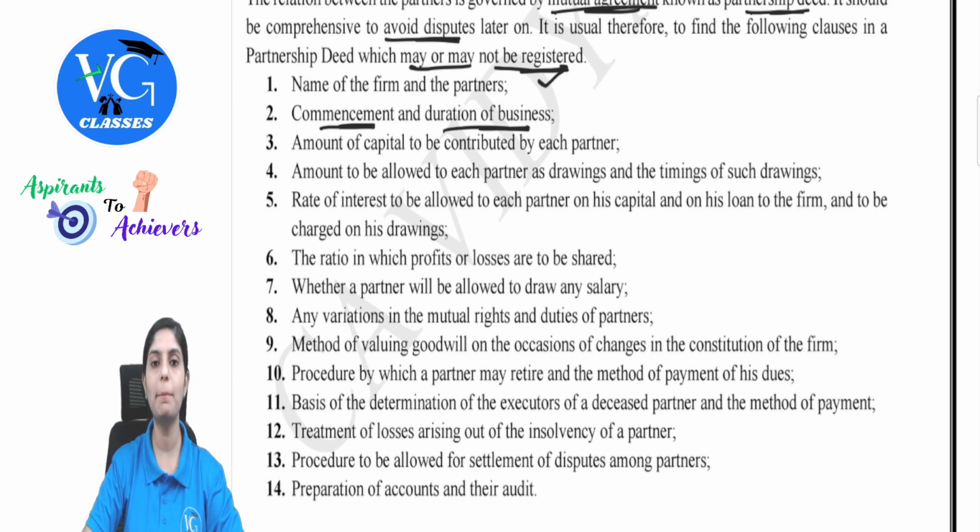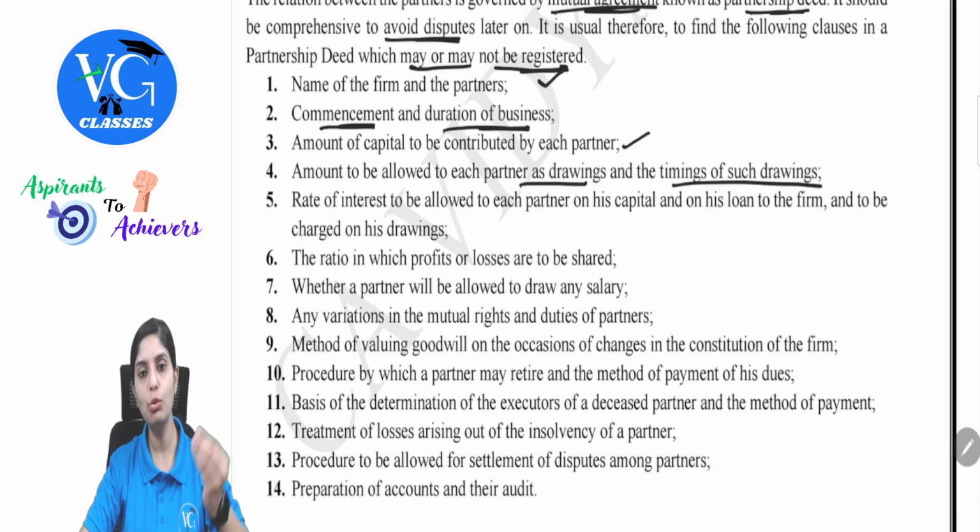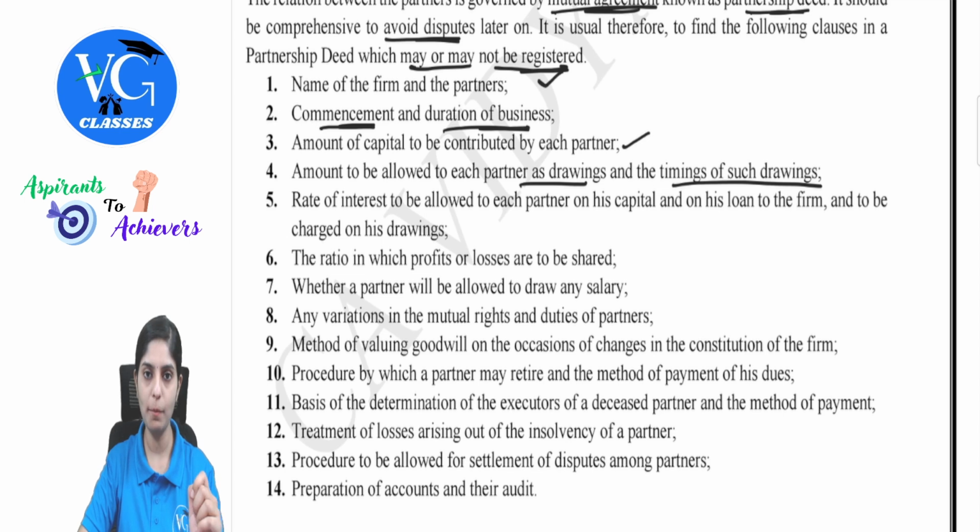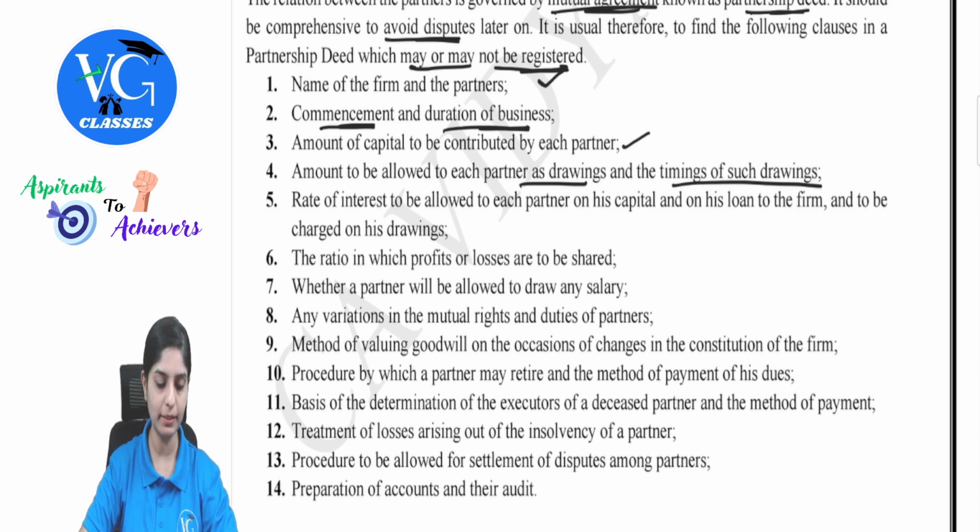Then the amount of capital to be contributed by each partner, how much they are ready to invest, and then the amount to be allowed to each partner as drawings and the timings of such drawings. Drawings is nothing but the invested money which is withdrawn by partners for their personal purpose. Now this can also be written in the partnership deed, that is how much can they withdraw and what are the intervals when they can actually withdraw it.